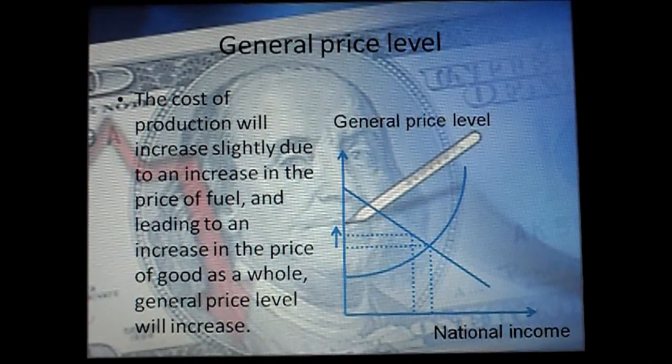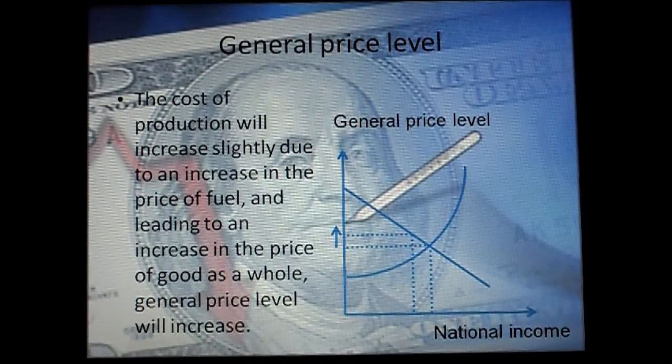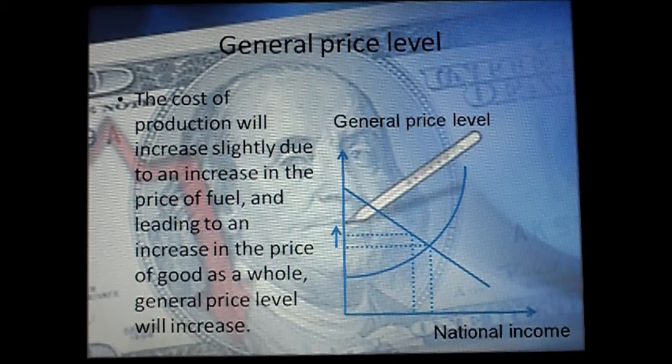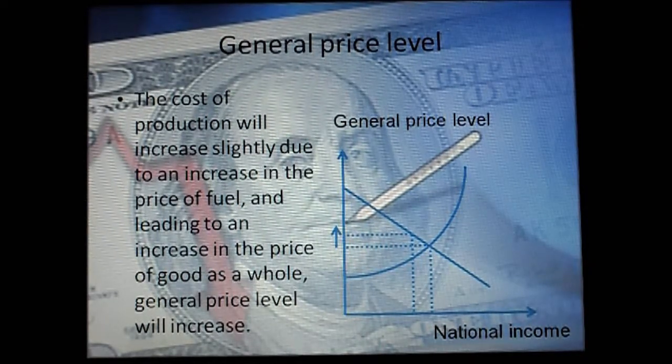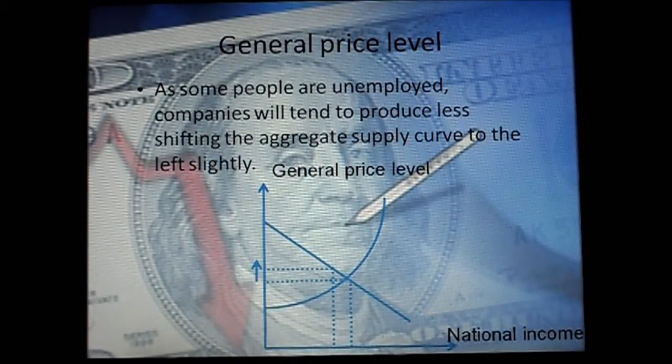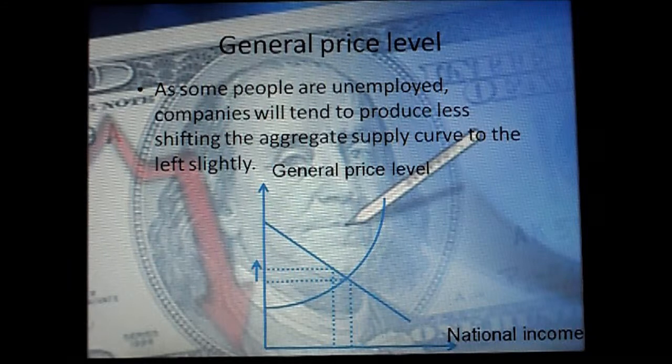The general price level. The cost of production will increase slightly due to an increase in the price of fuel, leading to an increase in the price of goods as a whole, and the general price level will increase. As some people are unemployed, companies will tend to produce less, shifting the aggregate supply curve to the left slightly.